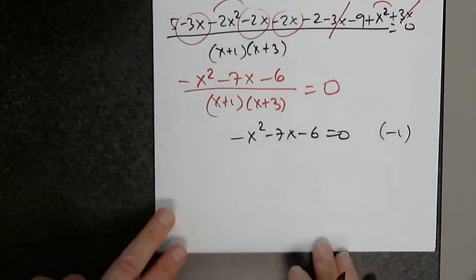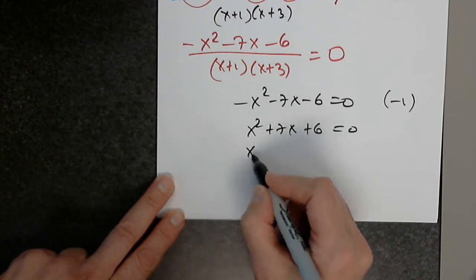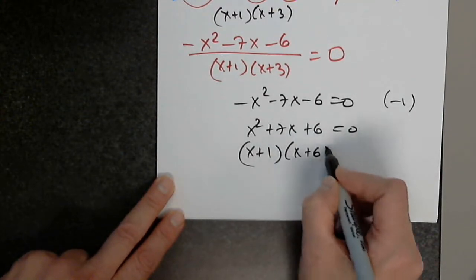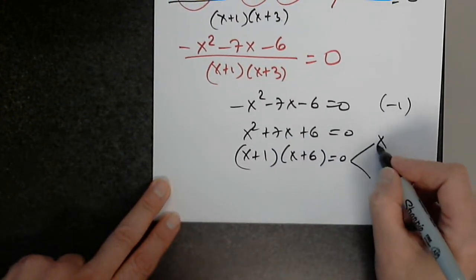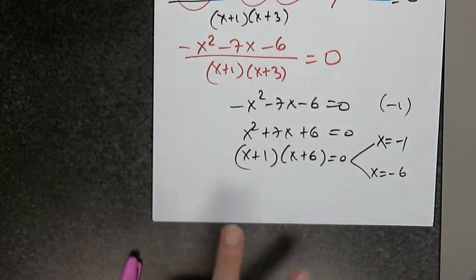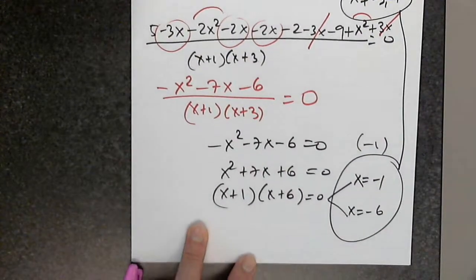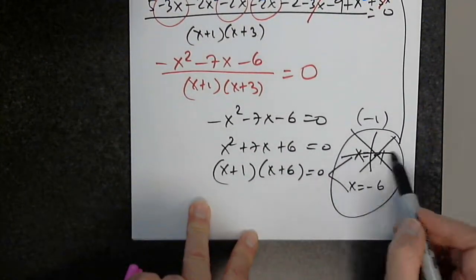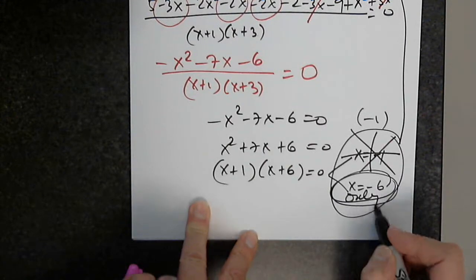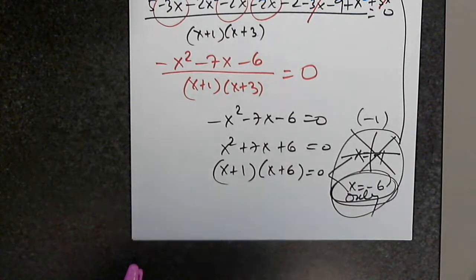Of course, I will multiply by negative 1. And of course, I will factor, 1 and 6. And I will get two options, x equals negative 1 and x equals negative 6. And you can say, not so fast. So negative 6. Yes. Only. So not difficult, but intense, right?